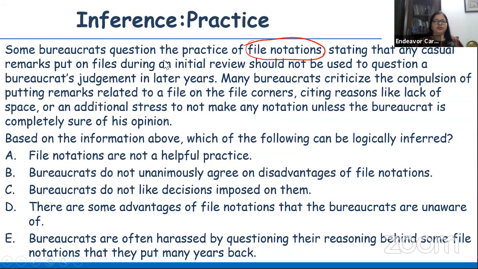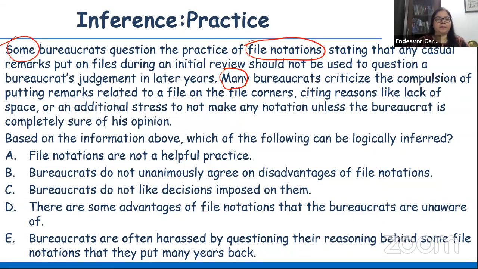Okay. So what can we infer? File notations are not a helpful practice. Some bureaucrats, many bureaucrats. So you have groups of bureaucrats who are objecting to this. Can you generalize it to saying file notations are not helpful? That's a generalization, right? That's why I said these words are very important here. Noticing that we are talking about some and many is very important.